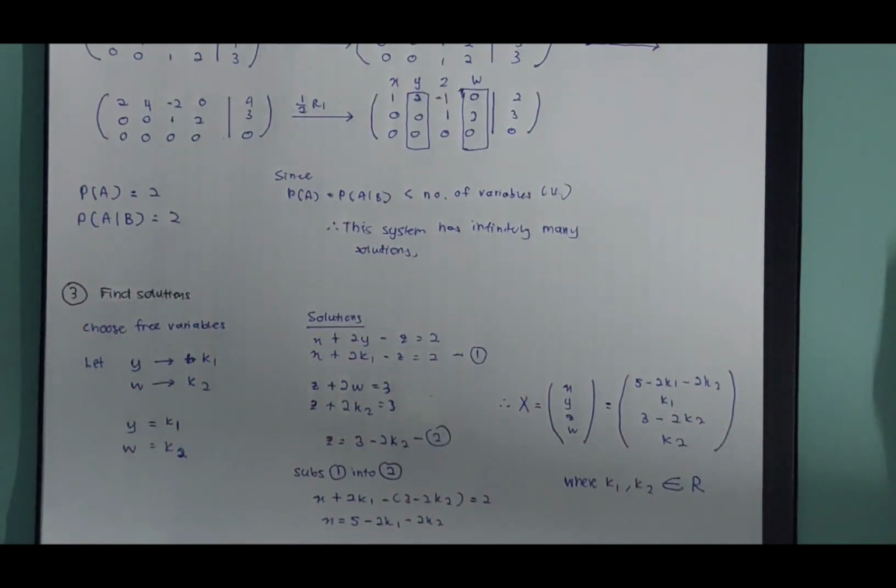Hence, we can now know the solutions for the system of equations, which are x equals 5 minus 2k1 minus 2k2, y equals k1, z equals 3 minus 2k2, w equals k2, where k1, k2 are elements of R.